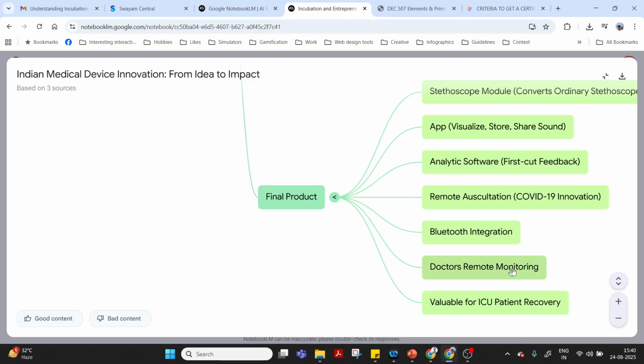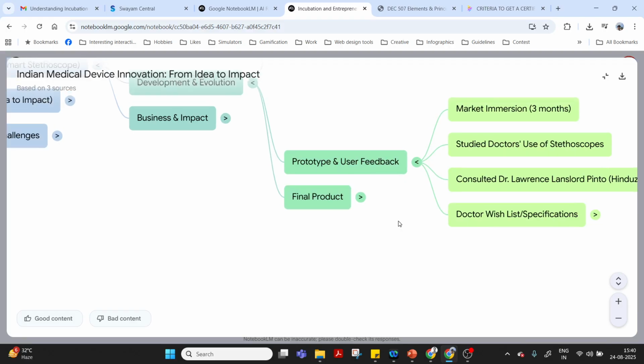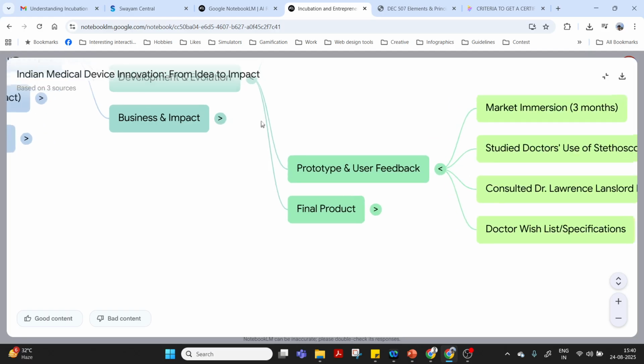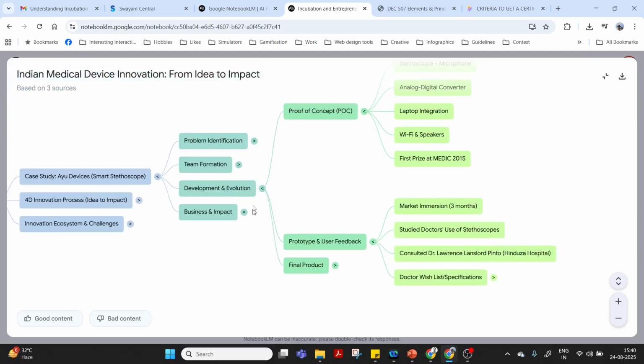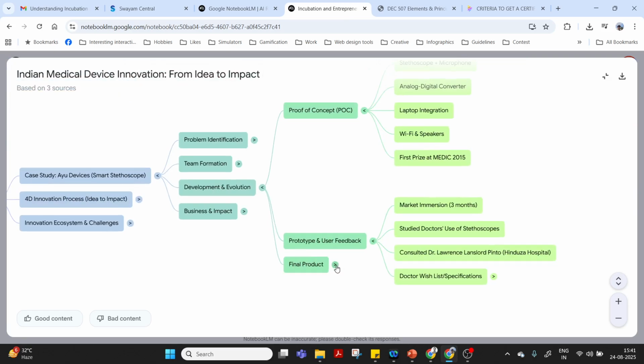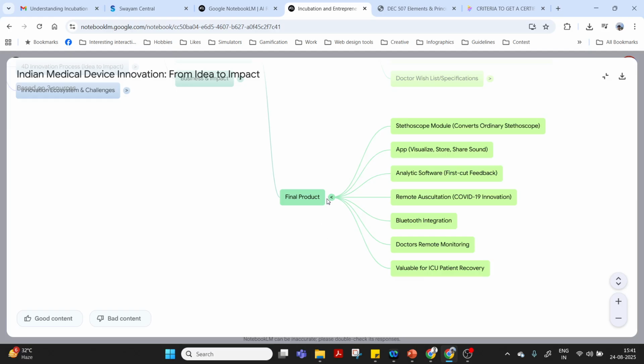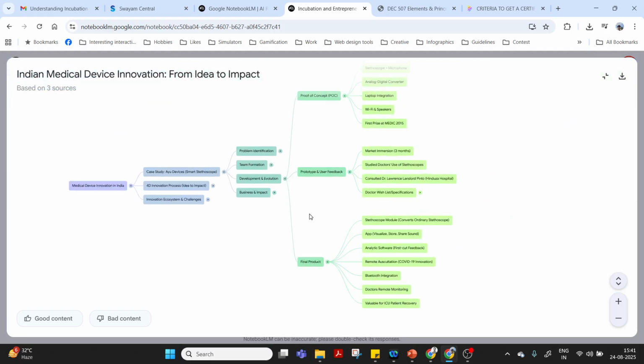then the Bluetooth integration, doctors monitoring patient recovery, right? So it was very critical during the COVID times, when touching and being in proximity was a challenge. This was a game changer at that time. Then comes your final product. I think we have already seen this, so we'll move on.